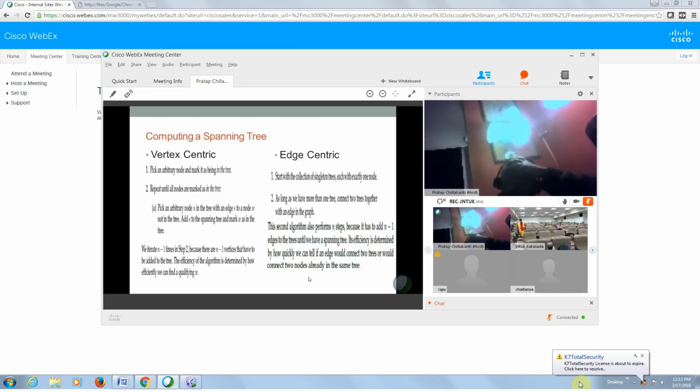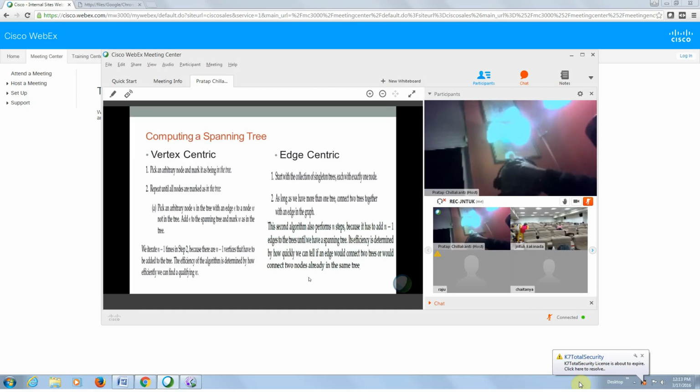So you keep repeating that until all the nodes are marked. So if there are 5 nodes, you do it like what? 4 times. The loop is 4 times basically. Okay, n minus 1 times. Okay? Because there are n minus 1 vertices that have to be added to the tree. Because you have already added the first part, right?